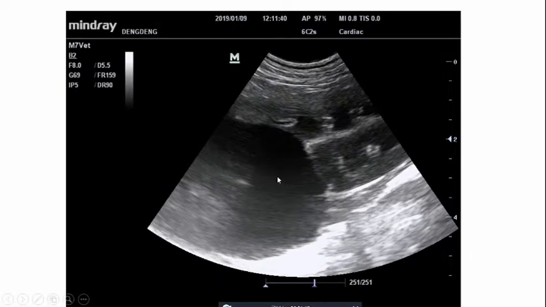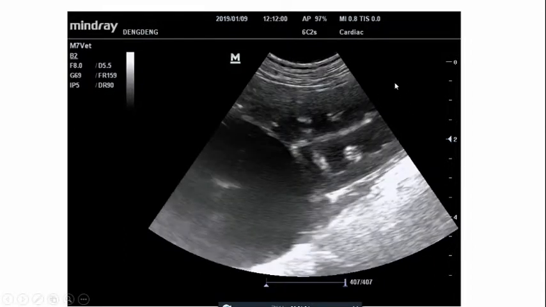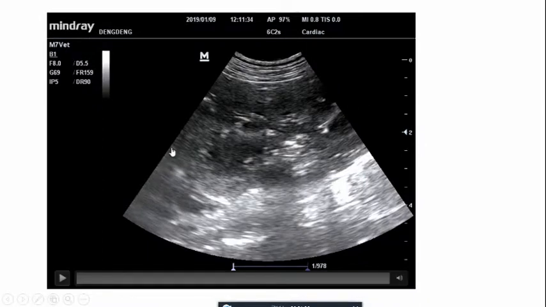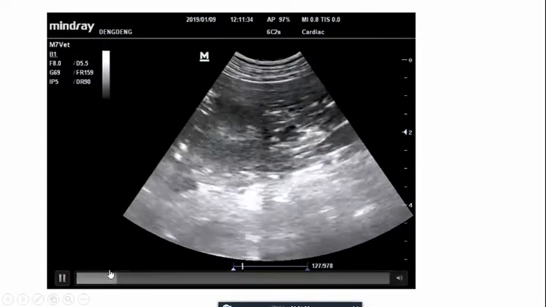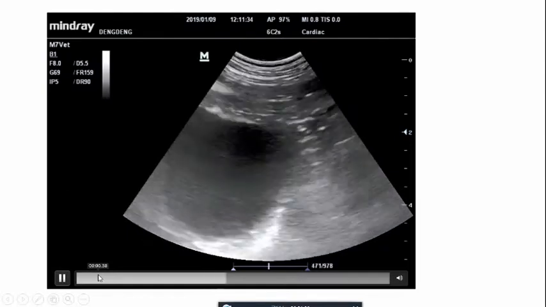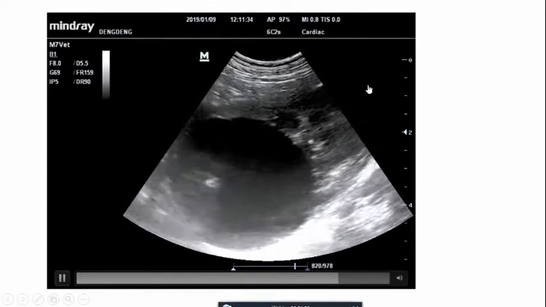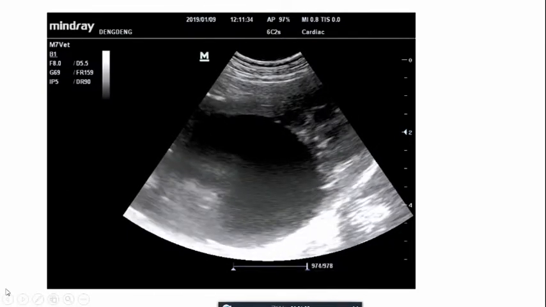We saw that it could be connected to the right kidney, or the liver. So this is the movie. We can see it could be connected. And one more time.